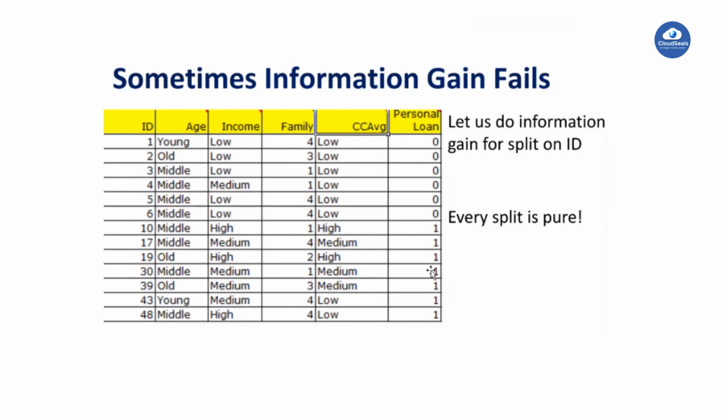At that time, what we need to do is take CC average as the split for family 1 again. Another split: let's check whether CC average is low, high or medium. If family is 1 and CC average is low, that is personal loan 0. If the family is 1 but CC average is high or medium, that is 1. Same is applicable for 2, 3, 4. So we need to split each and every data point.